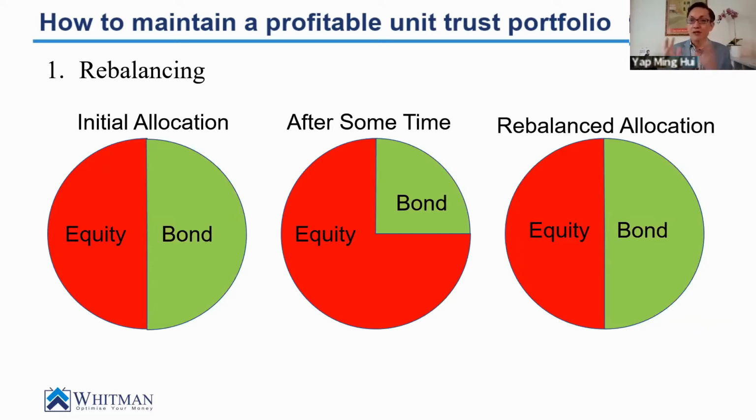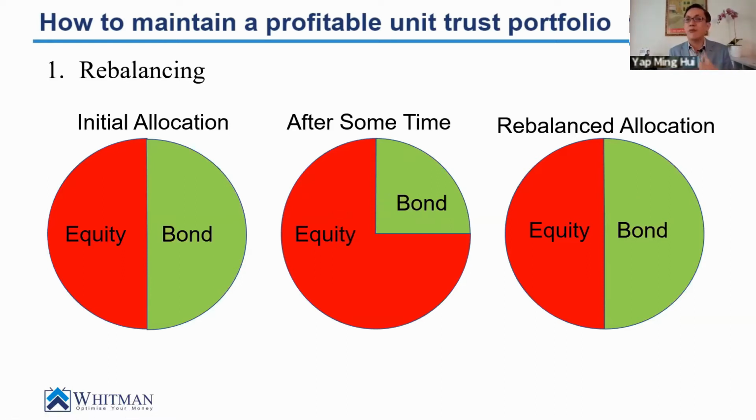But maybe after 6 months or after 1 year, your equity fund seems to be growing faster. And then it becomes 75% of your portfolio and bond fund becomes 25%, because bond fund maybe does not grow or just grows very slowly. But obviously this allocation does not fit into your risk profile. So what we mean by rebalance is to sell some of the equity that has done well and to buy into the bond fund so that it is back to 50% equity and 50% bond allocation.